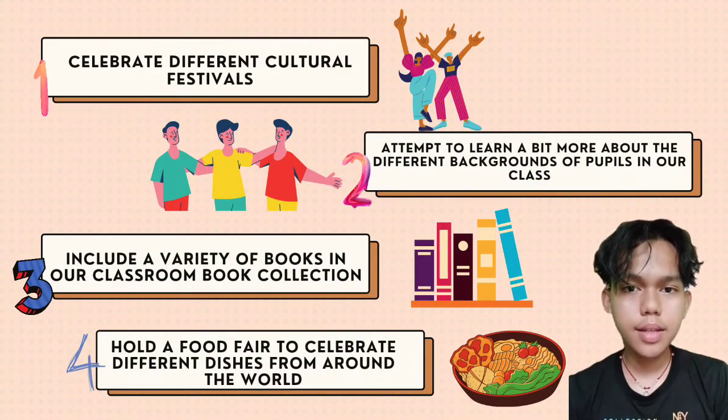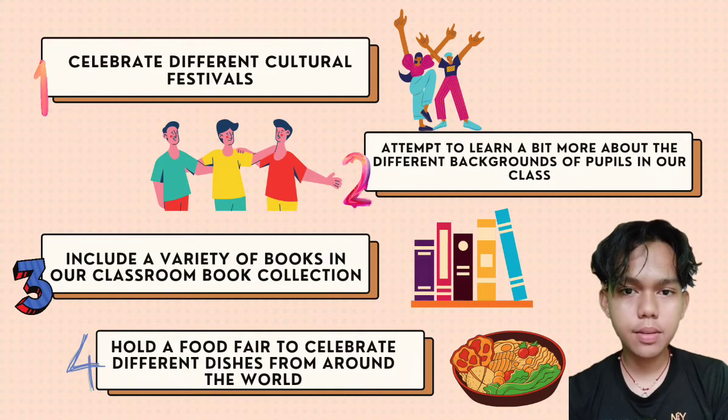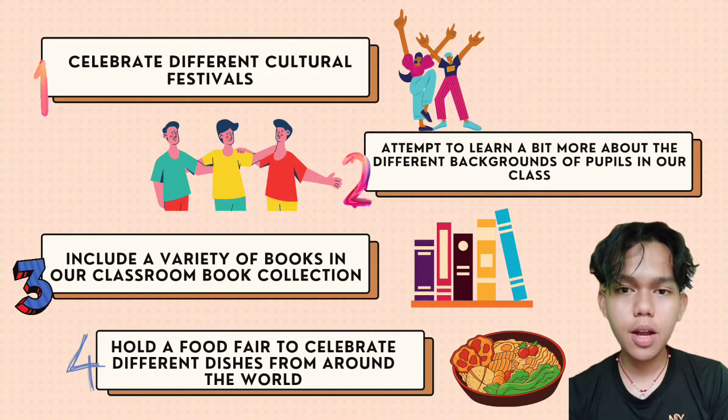Number 1. Celebrate different cultural festivals. Pupils will find this an easy way to embrace different cultures and also one that pupils will find the most fun. Recognizing significant festivals across the world is important for educating our class in new cultures. It will also help build an inclusive atmosphere, making our diverse students feel more comfortable.